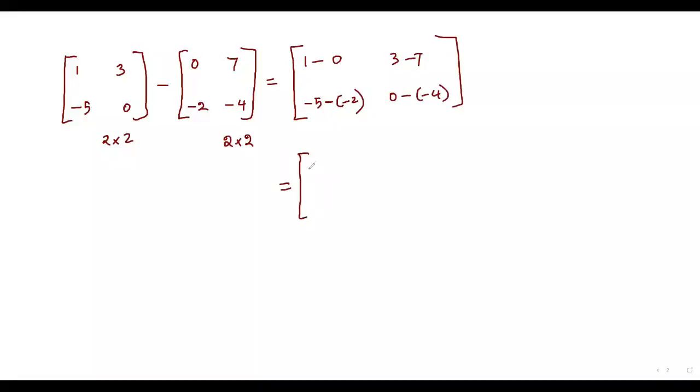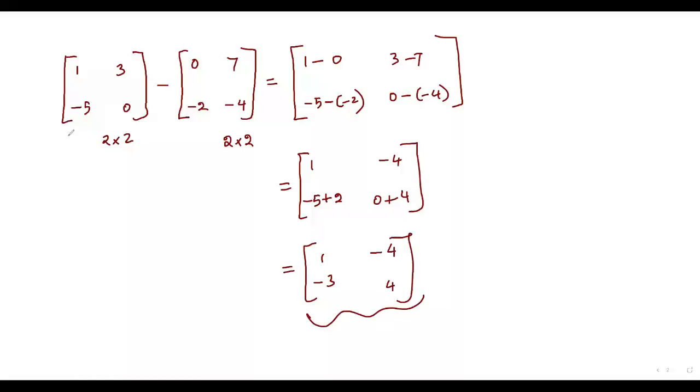Okay, now let's simplify this. 1 negative 0 is 1. 3 negative 7 is negative 4. And here we have negative 5. Negative times negative will become positive 2. And 0, negative times negative will become positive 4. Here we have 1. And the simplification of negative 5 positive 2 is negative 3 and negative 4. The simplification of the last one is just 4. So this is the result of the subtraction of the given two matrices.